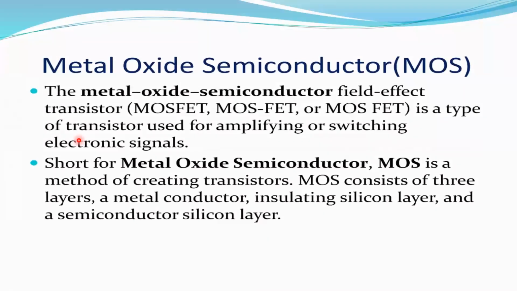So let us now know about MOSFET, that is metal oxide semiconductor, that is MOS. The metal oxide semiconductor field effect transistor is a type of transistor used for amplifying or switching electronic signals. Short for metal oxide semiconductor, MOS is a method of creating transistors. MOS consists of three layers: a metal conductor, an insulating silicon layer, and a semiconductor silicon layer.